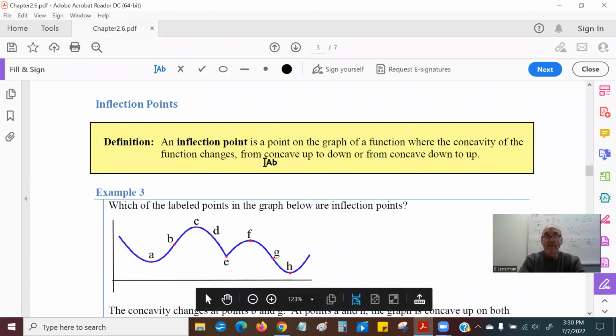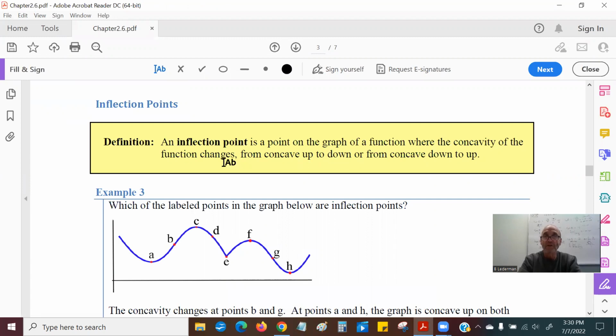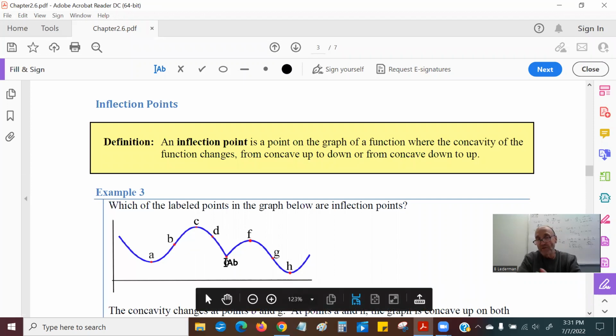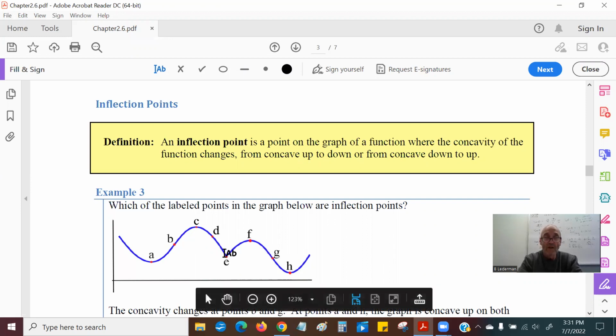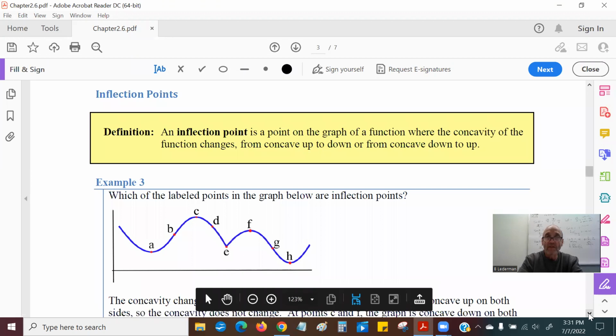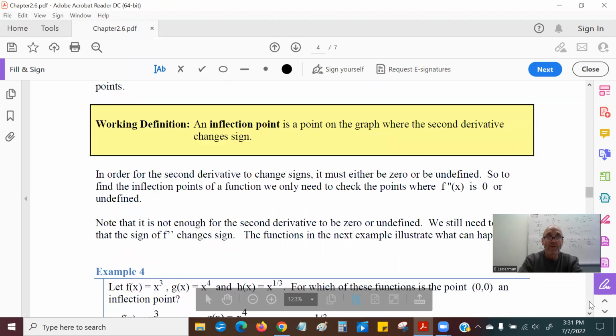So an inflection point, just to summarize, is a point on the graph of a function where the concavity of the function changes, either from up to down or from down to up. So point B is a point of inflection because the curve is up here and it's down there. G is also a point of inflection because it goes from up to down. E is not a point of inflection, because it goes from up to up. Anyway, that's the working definition.